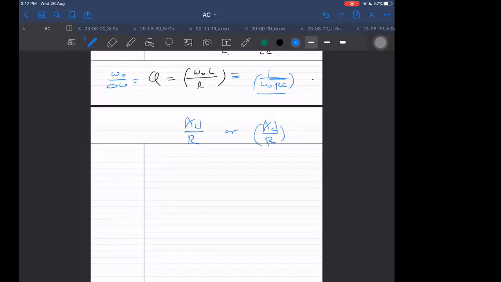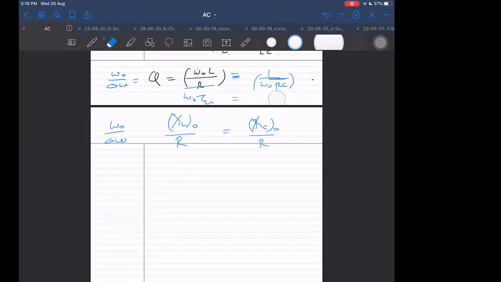Although while I'm saying XL by R, XL means omega into L, but omega is variable. Therefore, I should tell here which XL we are talking about. We are talking about XL during resonance. XL naught divided by R, or it is also equal to XC naught divided by R, or it is also equal to omega naught divided by delta omega. All these are the same. Or omega naught into time constant of LC circuit, or it is equal to 1 by omega naught into time constant of RC circuit. Means all different ways, same thing only at any time.